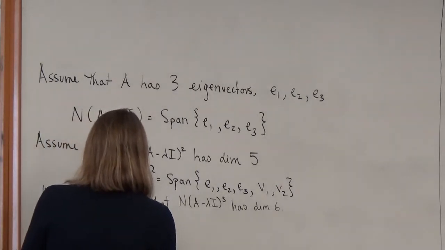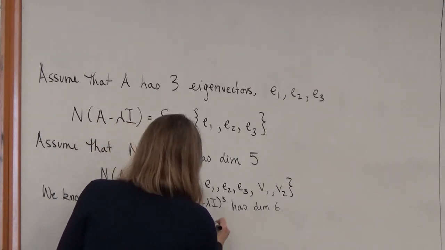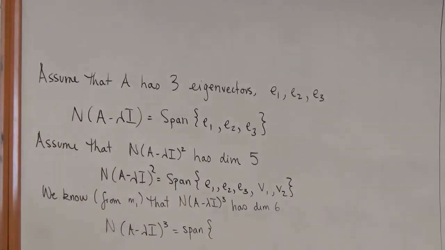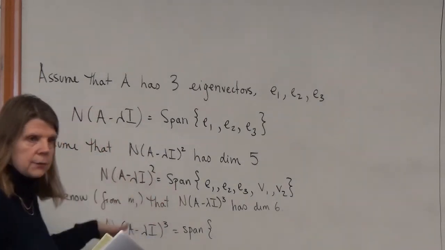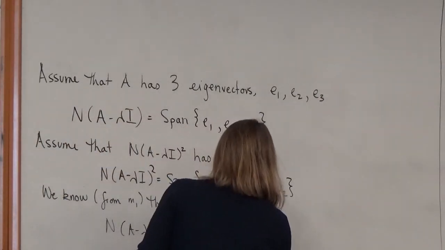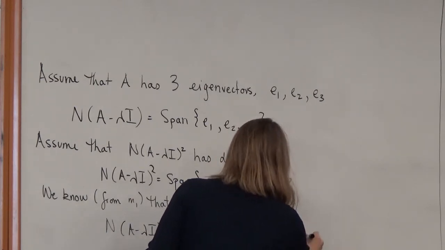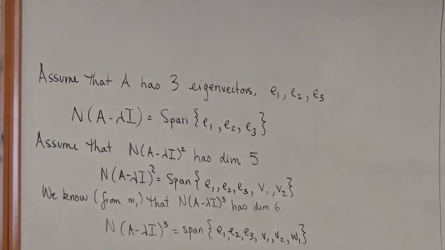So now I'm going to write the null space of A minus lambda I cubed as the span of, and what 5 vectors do I already know are in that null space? The 5 vectors in the null space of A minus lambda I squared. They have to be in the null space of A minus lambda I cubed. So E1, E2, E3, V1, V2, and I'm just going to call the last one W1. Alright, so I've got 6 vectors. So what are V1, V2, and W1? That's kind of what I'm asking over here.